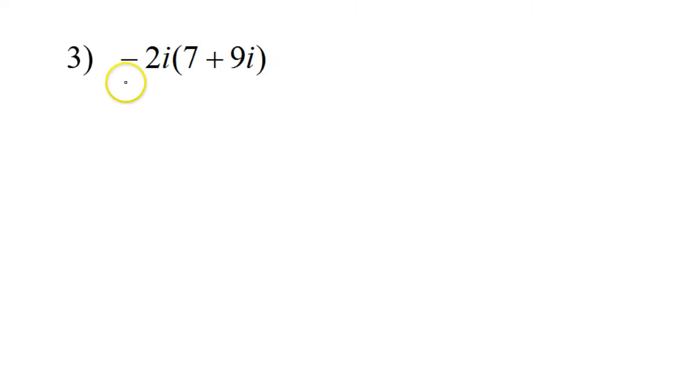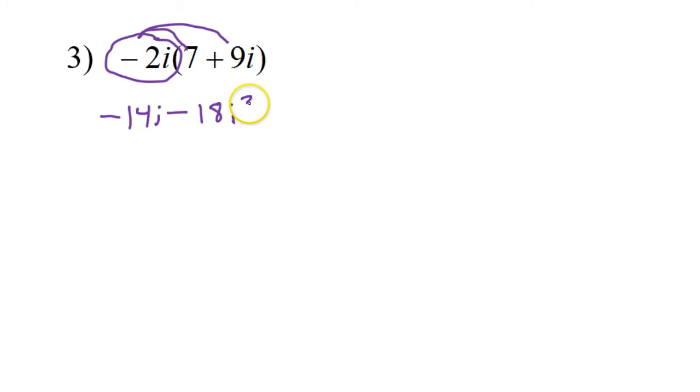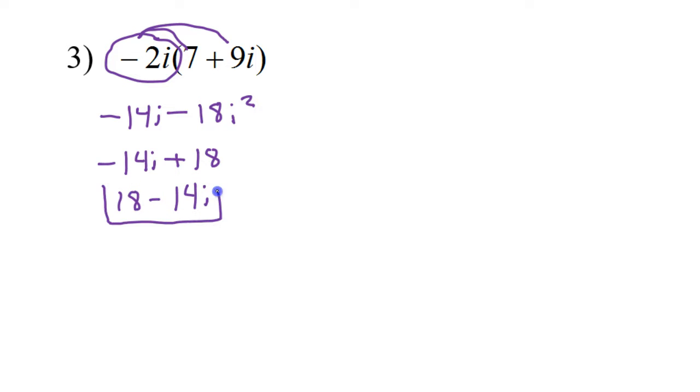Now it is time for multiplication. So we're going to take the negative 2i and distribute it to the 7 and the 9i, giving us negative 14i minus 18i squared. So that's negative 14i plus 18. Now this is the incorrect writing, so we're going to change it to be 18 minus 14i. And that is our final answer.